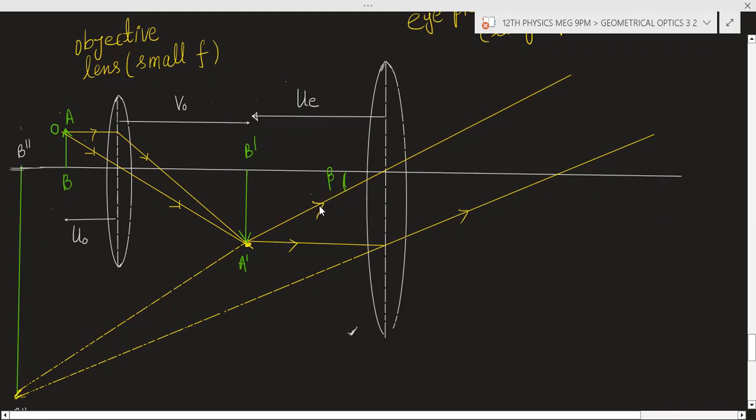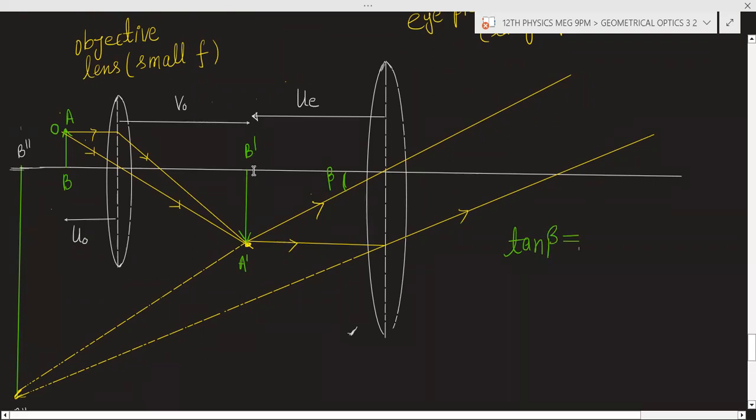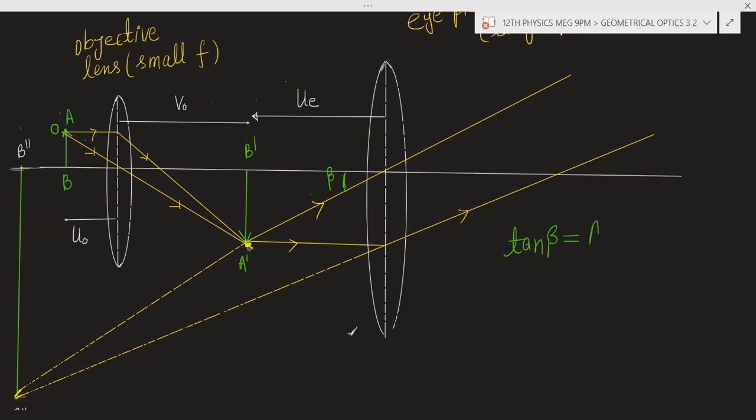Now, tan beta we can calculate from this triangle. So tan beta can be written as, from this triangle, perpendicular divided by base. And base is UE and perpendicular is A dash B dash. So we can write A dash B dash divided by UE.